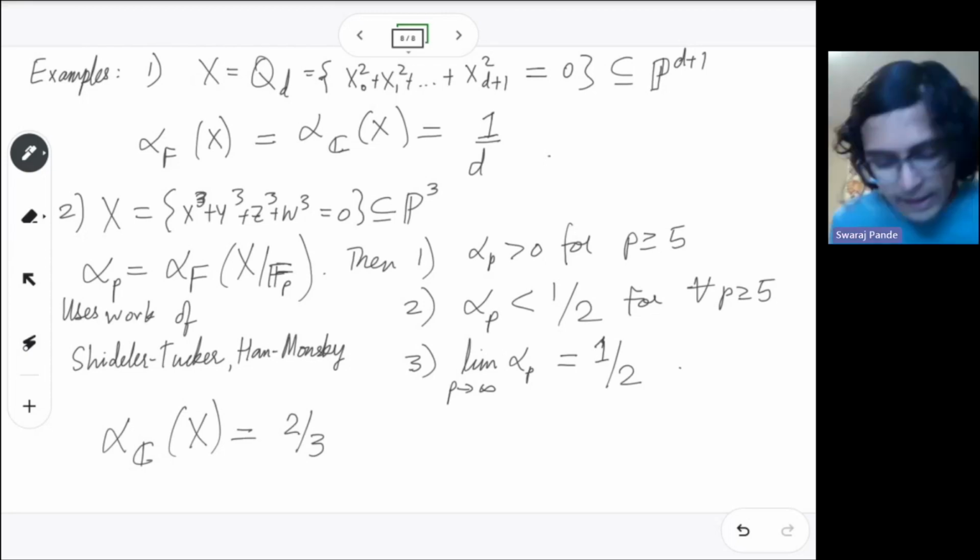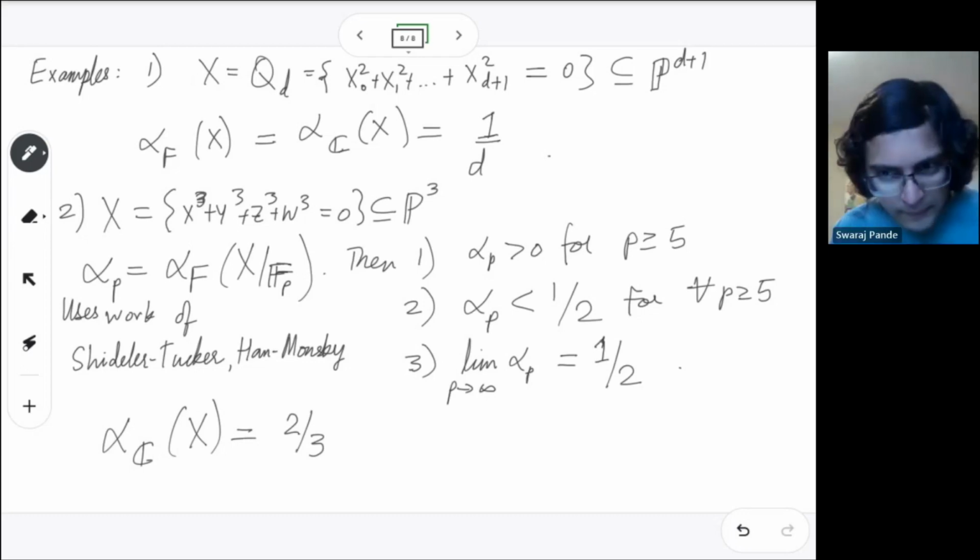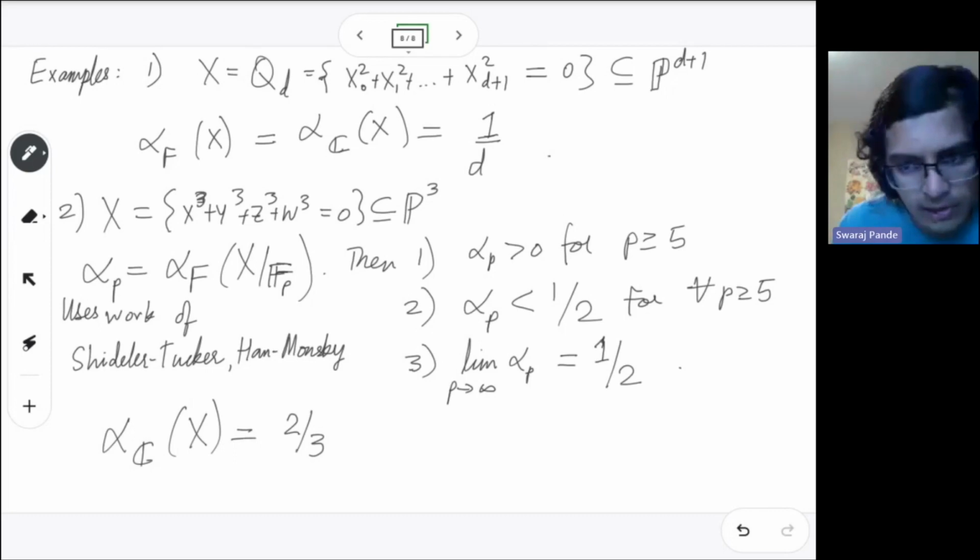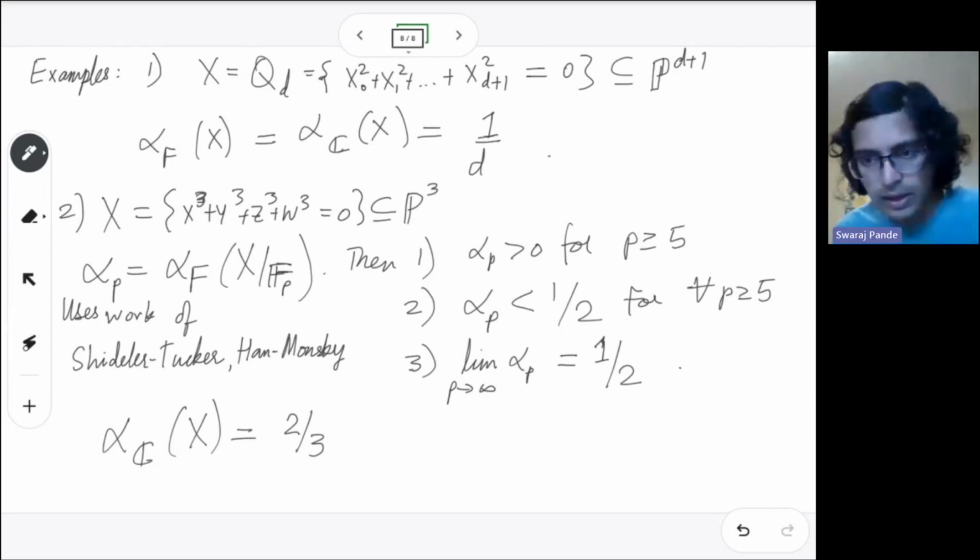But that's expected because there are many Fano varieties where the alpha invariant is bigger than 1/2, but the characteristic p Frobenius alpha invariant just cannot be bigger than 1/2.